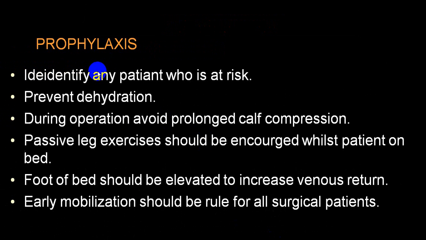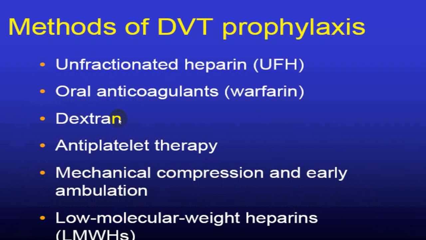In prophylaxis, identify the persons who are at risk and the severity of risk, like mild, moderate and severe. Prevent dehydration. During operation, avoid prolonged calf compression. Leg exercise should be encouraged. Foot of the bed should be elevated. Early mobilization should be advised. Low molecular weight heparin, oral anticoagulants. You can use dextran, you can give antiplatelet therapy, maybe single or maybe dual antiplatelet.